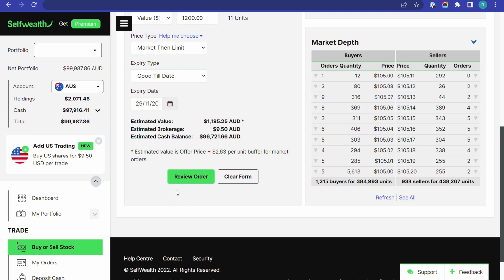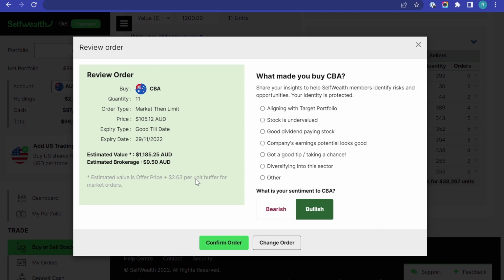Next, click on Review Order. And you'll be taken to this confirmation screen where you can choose the reason for your purchase. In this example, we're going to click on Stock is undervalued. Next, we can choose our sentiments for the stock. Bullish means we believe the stock is going to rise, and bearish means we believe the stock is going to drop. We're going to click on Bullish and confirm our order.